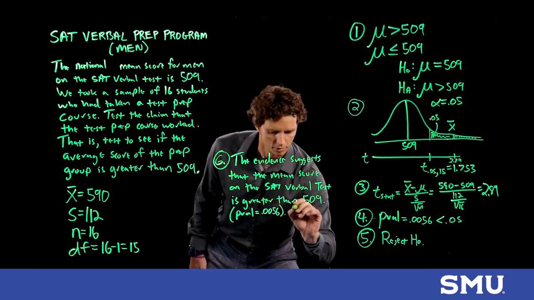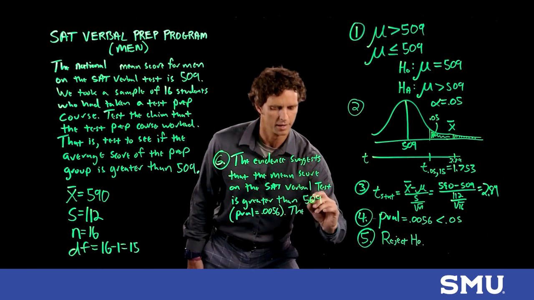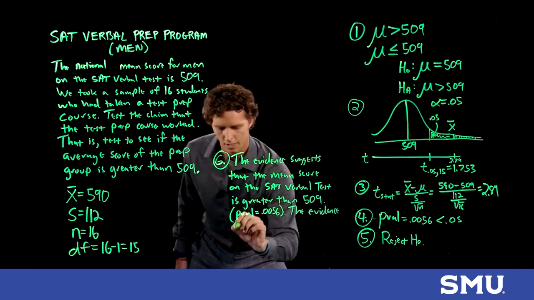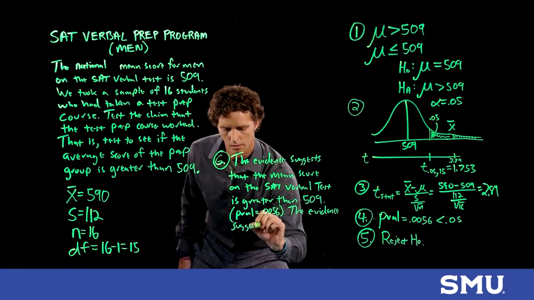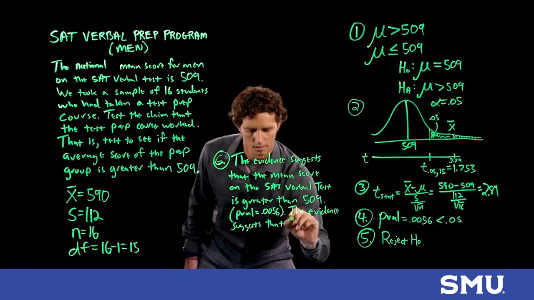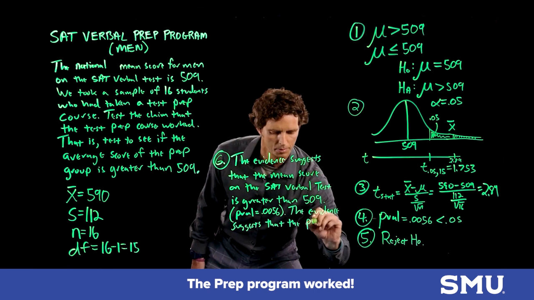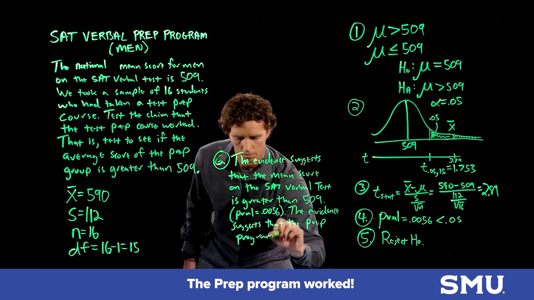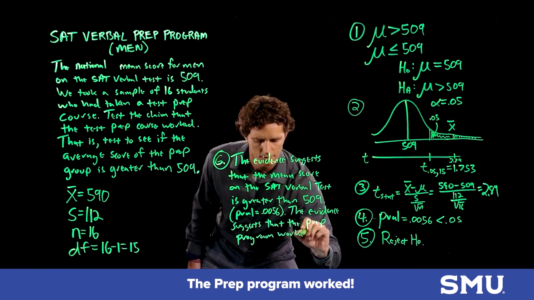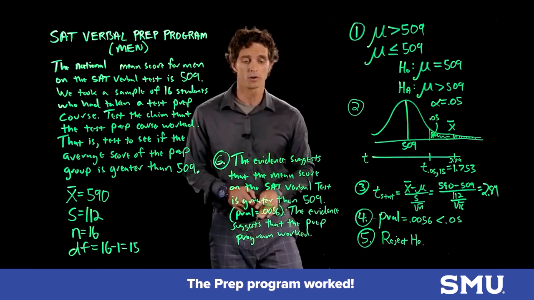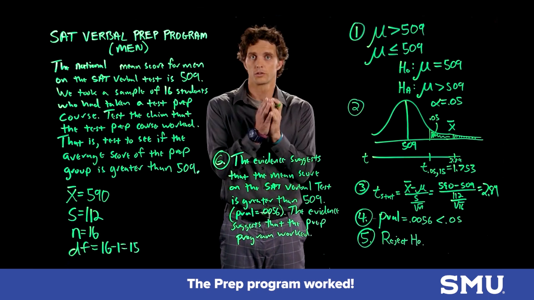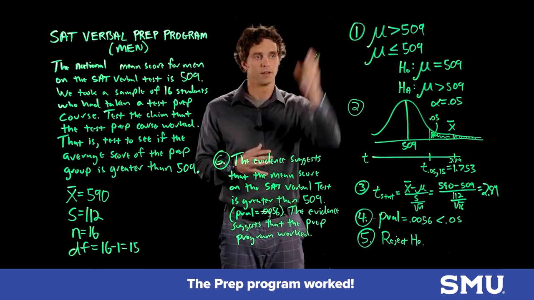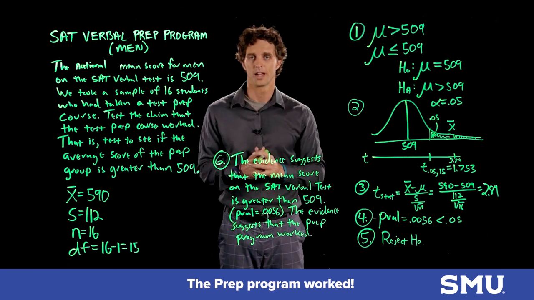And then you could put down here something extra that says the evidence suggests that the PrEP program worked. The evidence suggests that the PrEP program worked. It looks like the true mean actually increased. And that is an example of your 6-step hypothesis test.